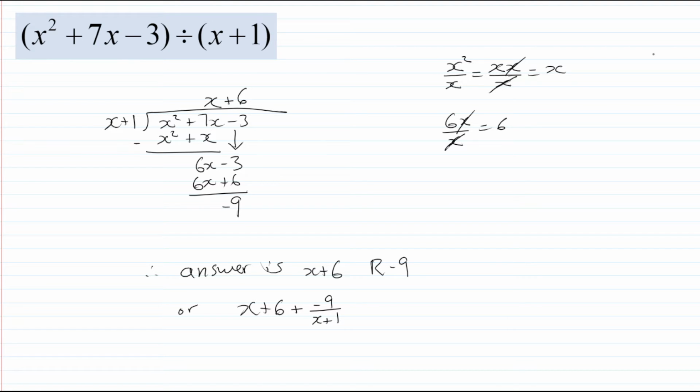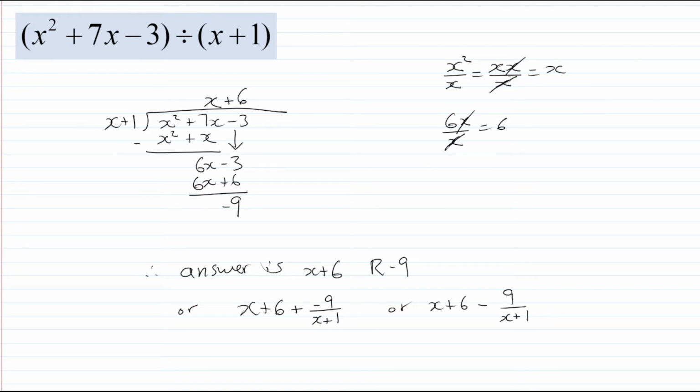Okay, and of course, if you want, you could make that look a little bit better by saying x plus 6 minus 9 over x plus 1. Just factored out a negative 1 from that numerator there. Okay, all right, that's it.